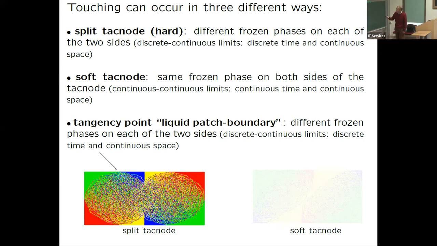This you cannot see. Is it visible? No, it's hardly visible. Anyway, what you see, those two liquid patches, they actually touch, and you see that there are two frozen phases here which descend into that cusp. Okay, and when you go to the other side, it's just the other way around.